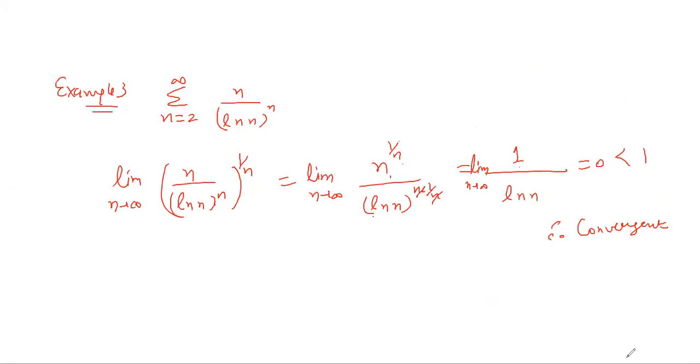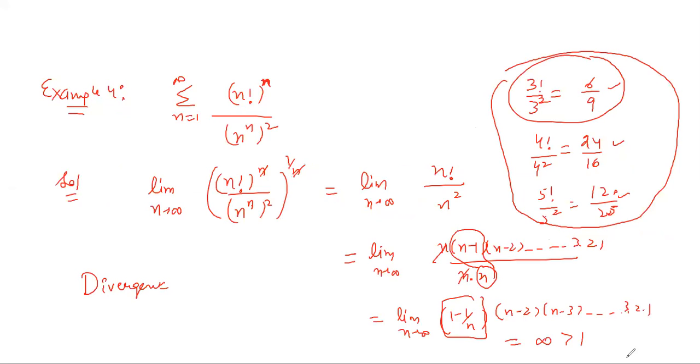Right? So the next one was divergent. So that's all about the root test. So let me just summarize here what we have done so far. We have done series of positive terms, or in general, non-negative terms. We have considered series in which all the terms are positive or non-negative.